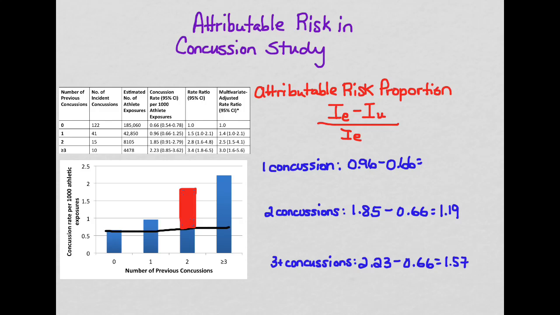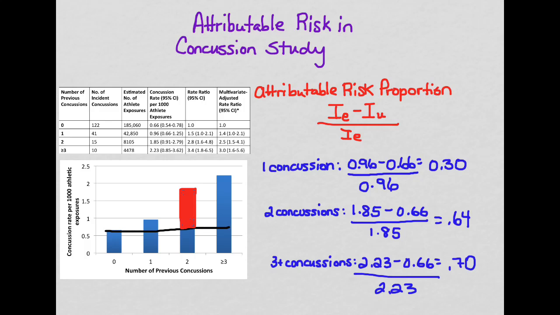We're just going to take the same number that we used before, and then we're just going to divide it by the incidence in the exposed, which is the whole bar, and then we'll just take the proportion of the bar that's due to that exposure. So there we go. So it's 30%. So if you look back over here, 30% of the risk in the 1 exposure group can be attributed to that exposure. And so now you can try it for the other 2.